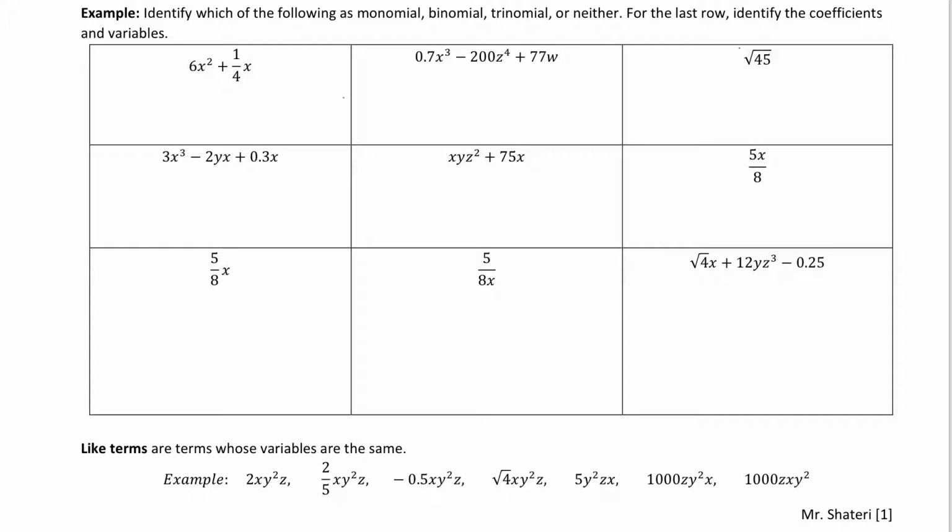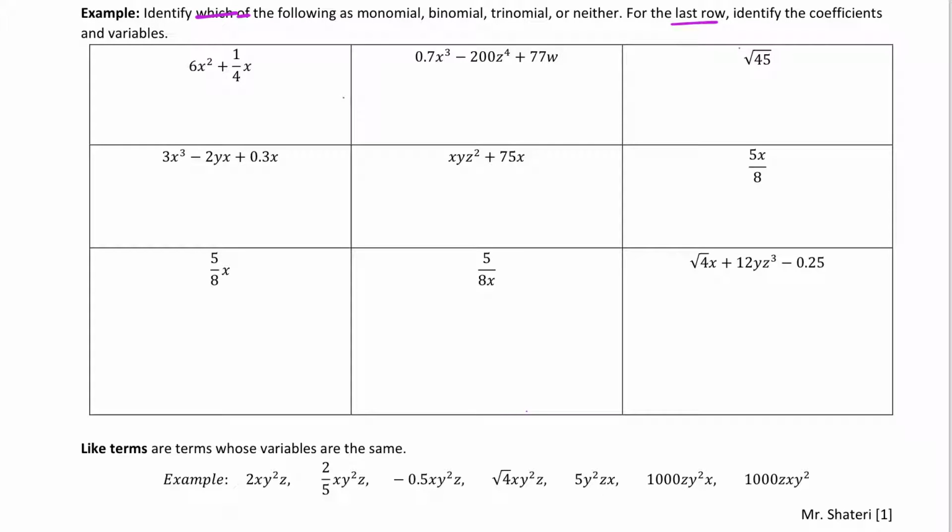This example asks us to identify the following as monomials, binomials, trinomials, or neither. And for the last row, we want to identify the coefficients and the variables. I will do 2 or 3 examples with you, and then I'll ask you to try the rest on your own.